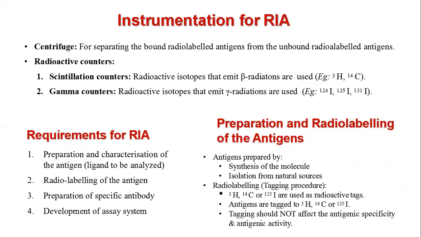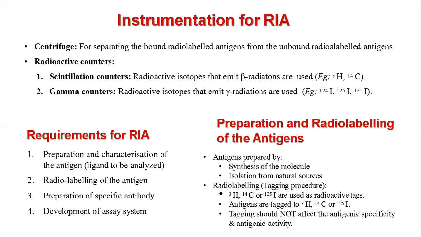So what are the instruments we need? We need 2 to 3 instruments. First is a centrifuge. For separating the bound radio-labeled antigen and the unbound radio-labeled antigen, we need to go for centrifugation. For that purpose, we need a centrifuge machine. And the second one: then we have to separate the supernatant from the pellet or precipitate, and the supernatant radioactivity we have to check. For that purpose, we need either a scintillation counter or a gamma counter.